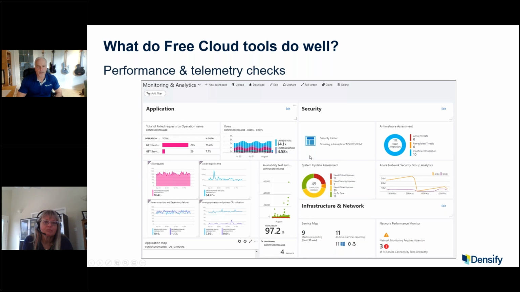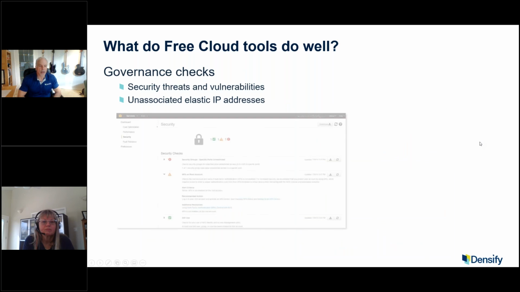Another thing they do well is the high-level performance and telemetry checks. So the ability to look into high-level monitoring information, CPU processor response time information, system updates. You can see some of the various ones. This is an Azure screenshot here, with network monitoring information. So high level, what's happening right now in my cloud. Typically you have a number of different free tools in all three clouds that will help you with that.